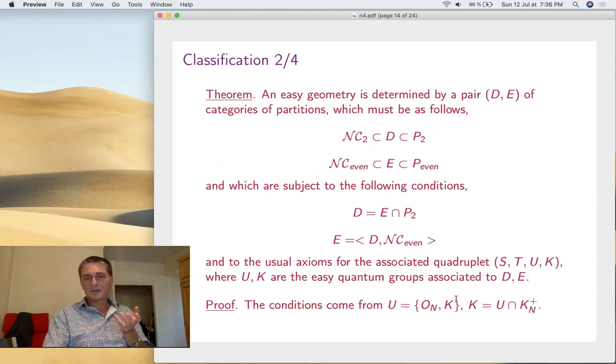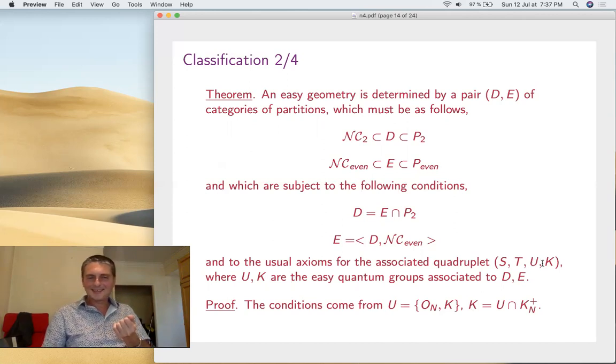And what else can we say? Well, we have these two formulas, right? Connecting U and K. You can pass from U to K by taking this easy generation in one sense and by intersecting in the other sense. So at the level of categories, the operation gets reversed. So generation corresponds to intersection and vice versa. So these are the two conditions on the categories. So again, easy geometry, you need pairings and partitions satisfying these, plus of course all the usual axioms.